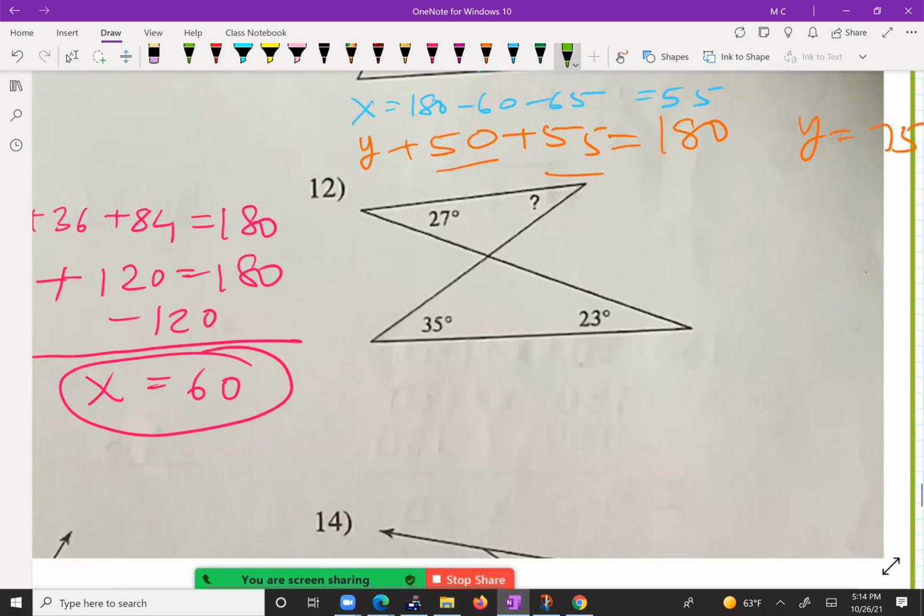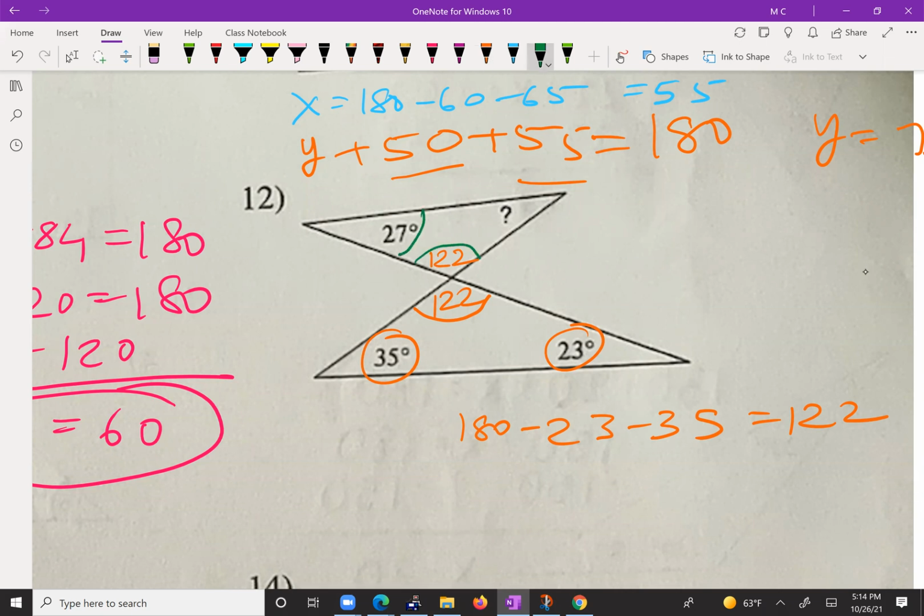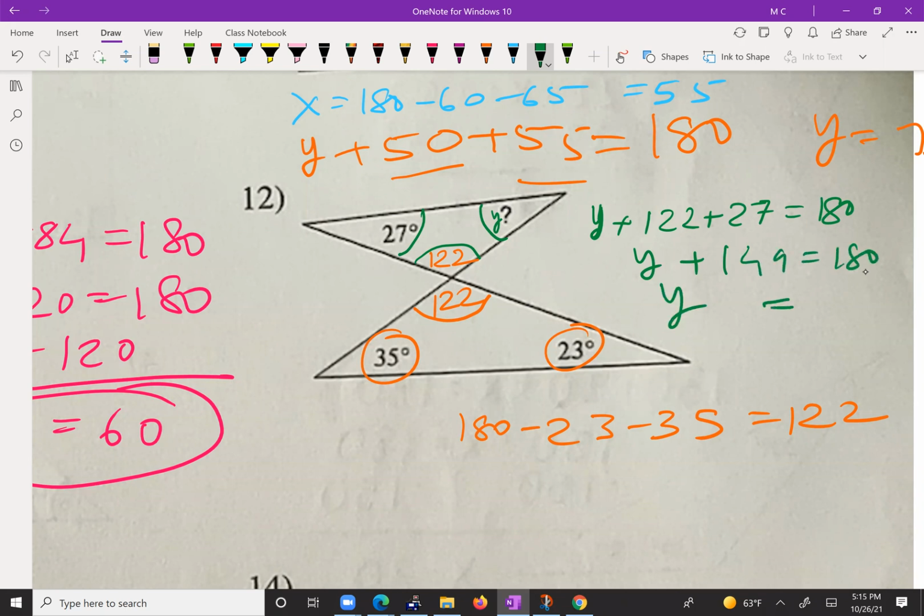So now let's look at number 12. Again, you can find out this missing piece. Whenever you know two angles, you can subtract that from 180 and find that. That's 58 to the 122. So this is 122. So the vertical angle, the opposite angle, is 122 also. Now you should be able to add this up, and the third one, let's call it y. Y plus 122 plus 27 is 180. So y plus 149 is 180. Subtract that, y is 31.